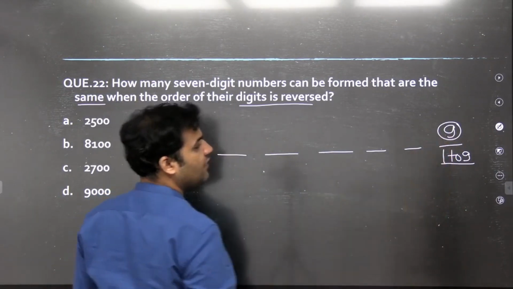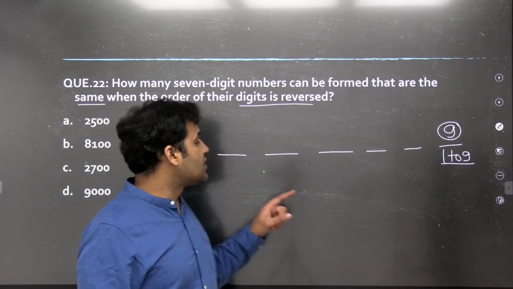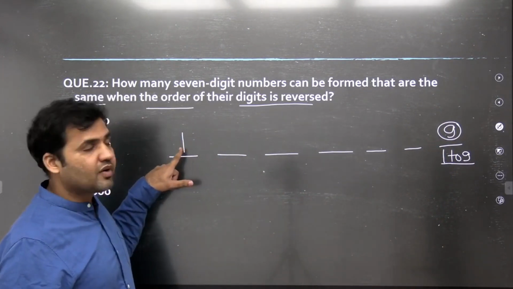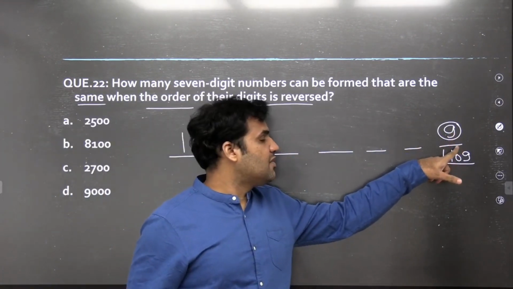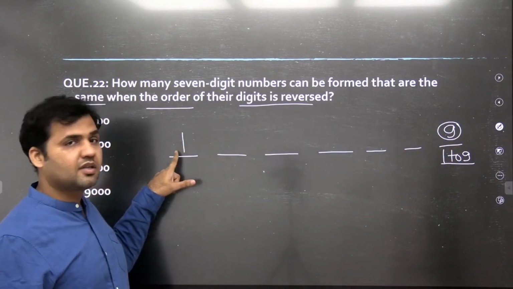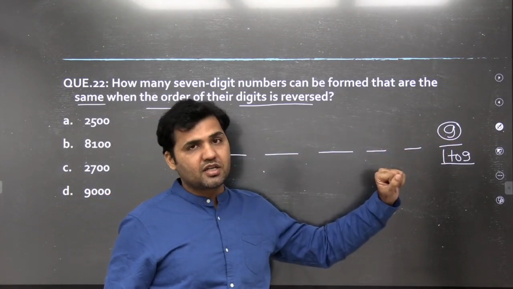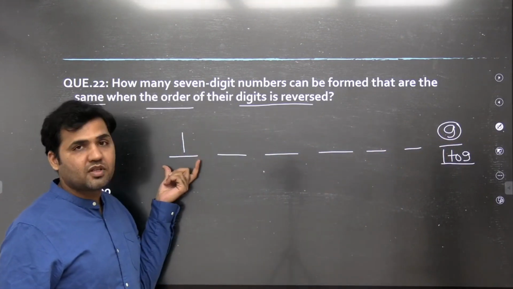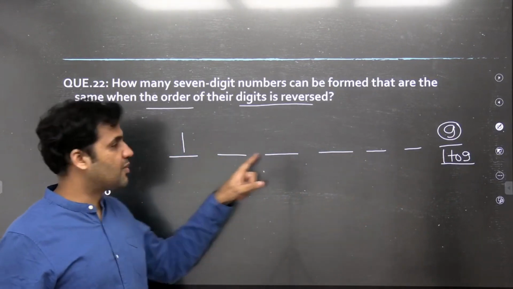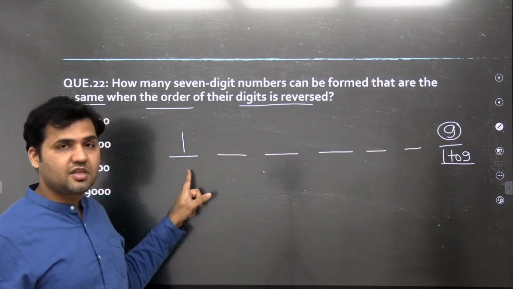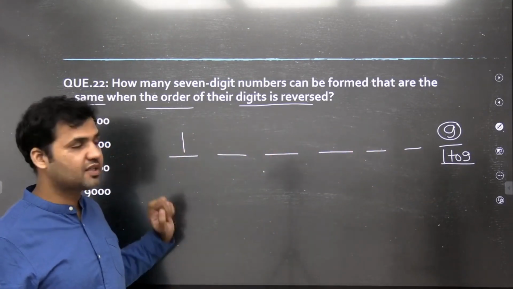Now if this place can be filled in 9 ways, this place can only be filled in 1 way. Why 1 way? Because the digit that will appear over here will depend upon which digit is coming over here. The same digit is supposed to be the first digit of this 7-digit number, which will be coming at the unit digit. So you do not have any choice for the first digit. If you're placing 3 over here, you'll have to place 3 here. If you're placing 4 here, you'll have to place 4 here. You don't have any option for the first digit.